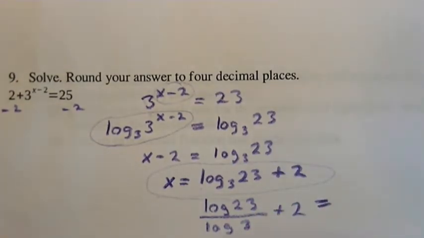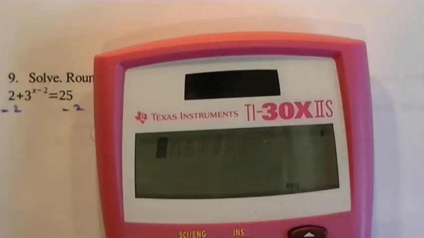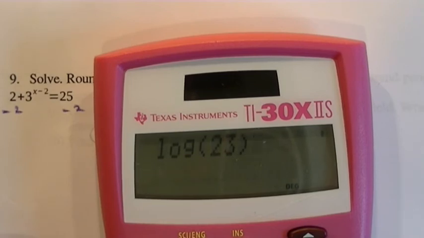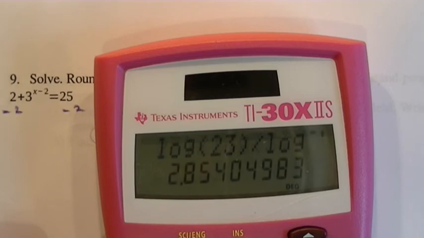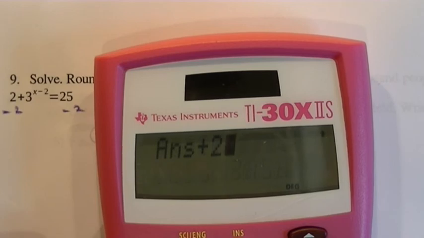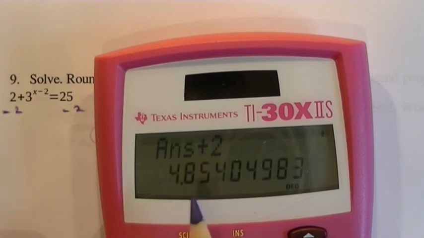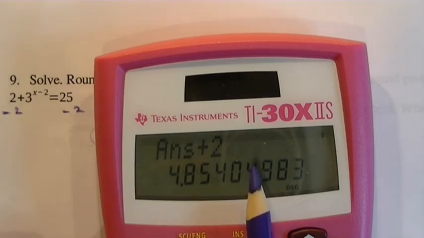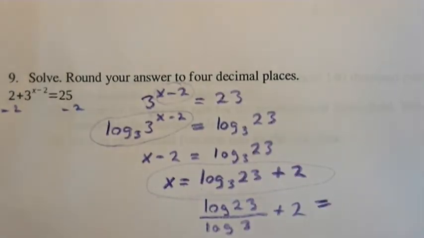The way I would do that on the calculator, and it looks like you can see this, I'm going to take the common log of 23, close a parenthesis, divided by common log of 3, close a parenthesis, and I'm going to hit enter because I want the calculator to crunch that out for me. Then I'm going to add 2, and I'm going to hit plus 2 equals, and reading this, 4.8540, the next digit is less than 5, so to 4 decimal places it's 4.8540.